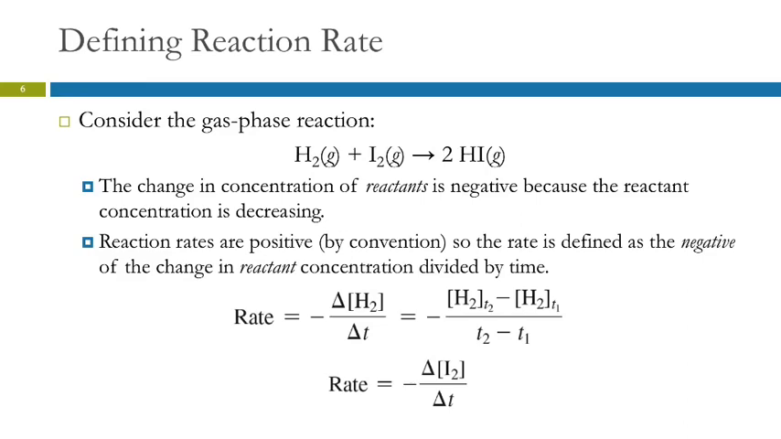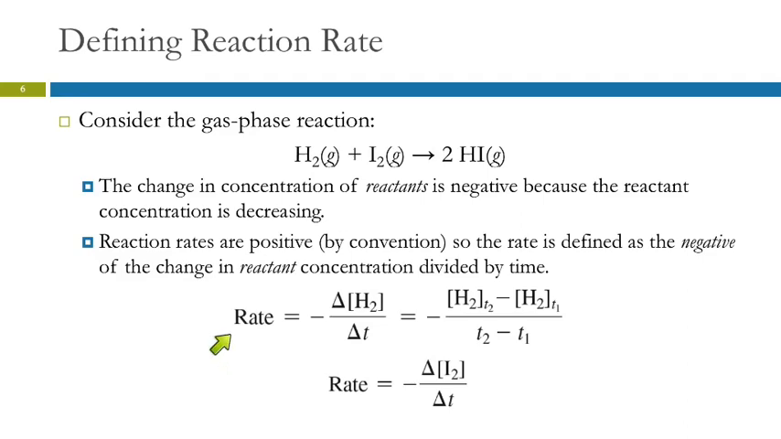So let's look at a simple gas phase reaction where we have hydrogen and iodine reacting to form hydrogen iodide. The change in concentration of the reactants is going to be negative. Remember that change is always the final thing minus the initial. So the concentration of hydrogen is going to go down as the reaction occurs, right? The final concentration will be less than the initial, and so it's going to be negative. We always record reaction rates as being positive, just by convention. It's less confusing. So reaction rates are always positive.